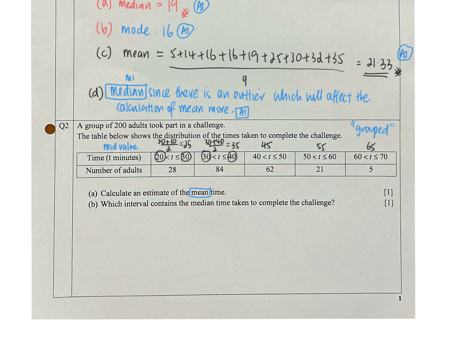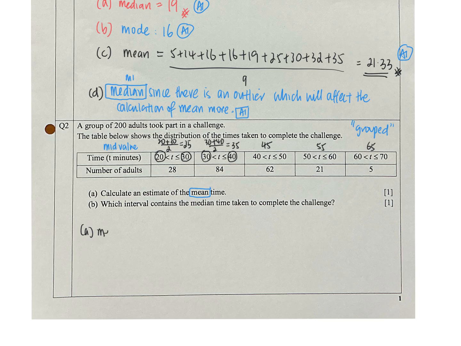took 25 minutes to complete the challenge in this class. We take the mid value, right? I have 84 of them who spent 35 minutes to complete the challenge, 62 of them spent 45 minutes, and so on. So you have to multiply 25 by 28. A lot of you just took the mid value and then you divide by 5. Okay, that's wrong. So be careful. That's the only thing that you make mistakes.